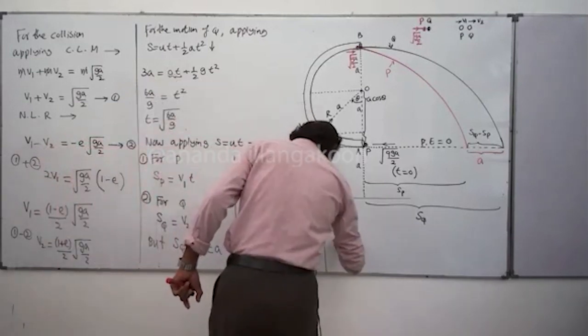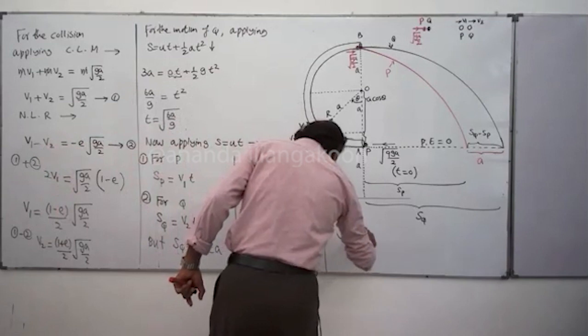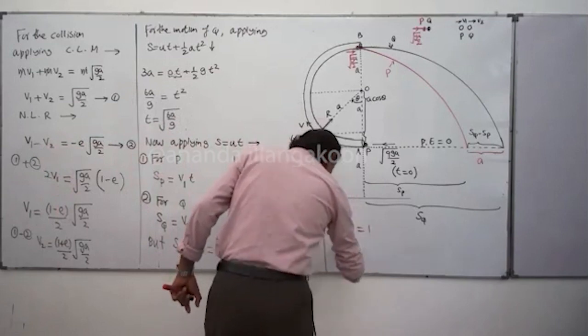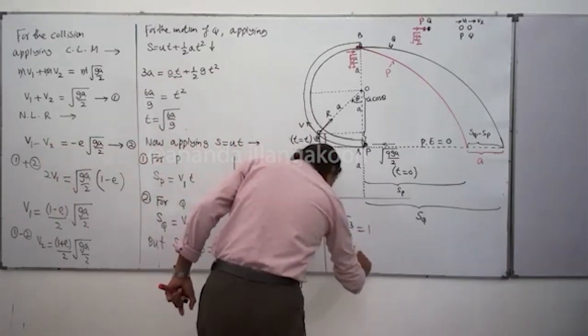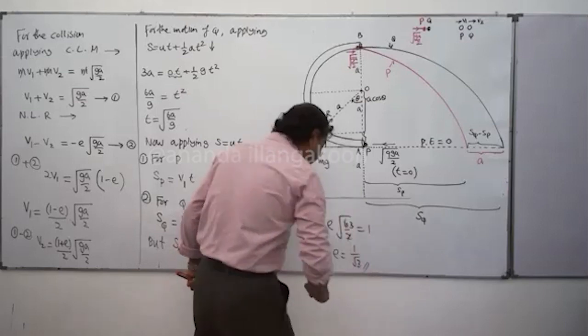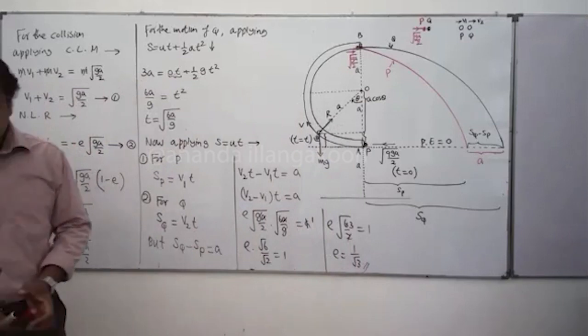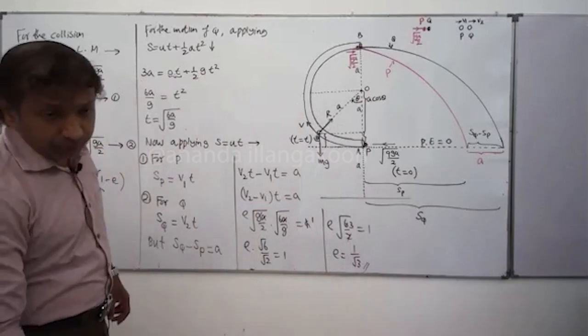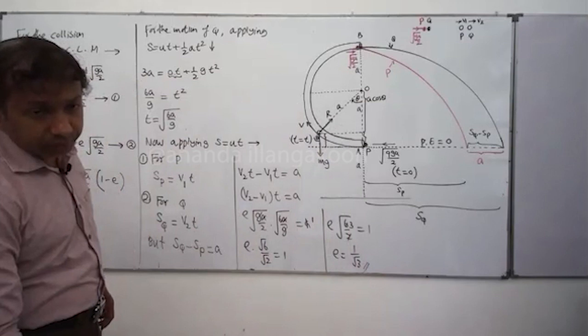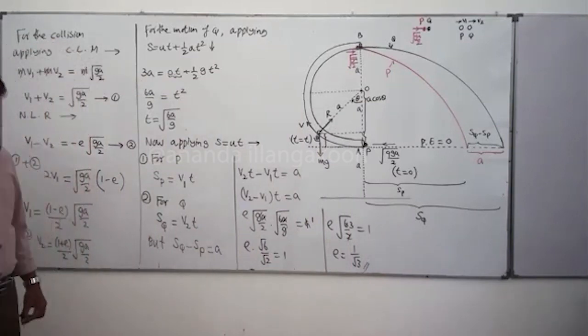e times square root of 6 by 2. This way I can write. This and this we can cancel down. Thereby we get e as 1 upon square root of 3. That's the final answer. Right. This way we can take this answer, right?